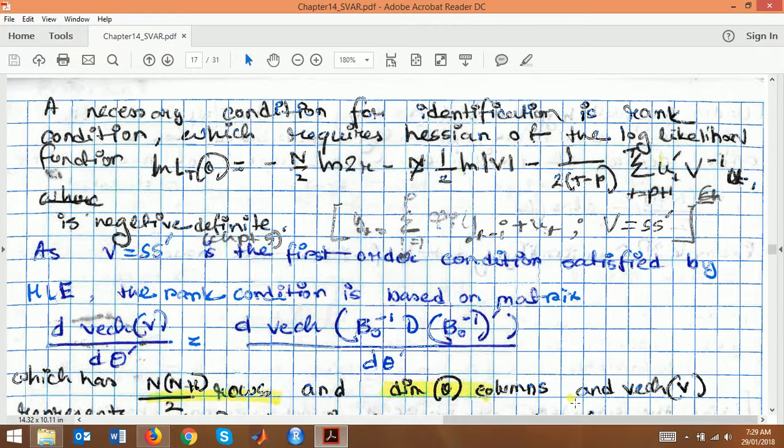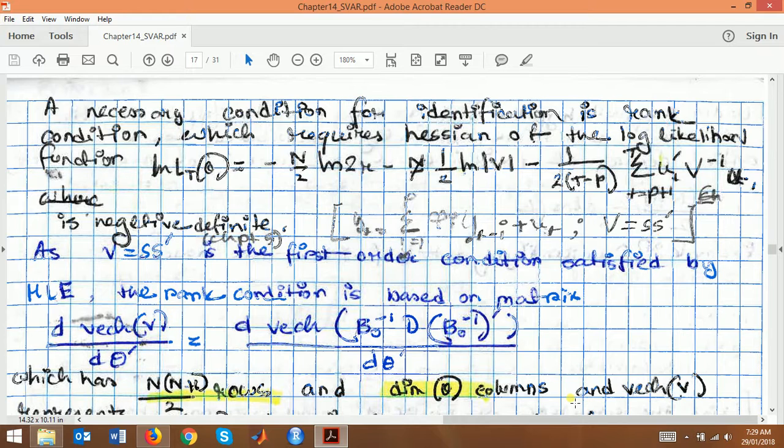n by 2 log pi minus n by 2 log omega minus 1 by 2 t, trace of omega inverse V. So that is the regular equation we are familiar with, as V is equal to SS transpose is the first order condition satisfied by maximum likelihood estimation.